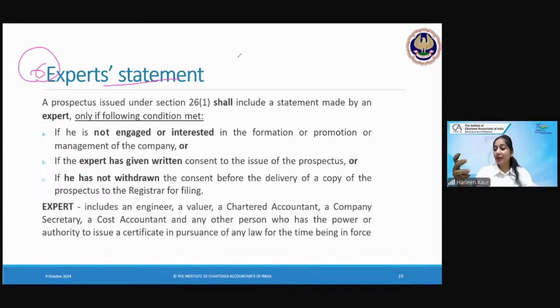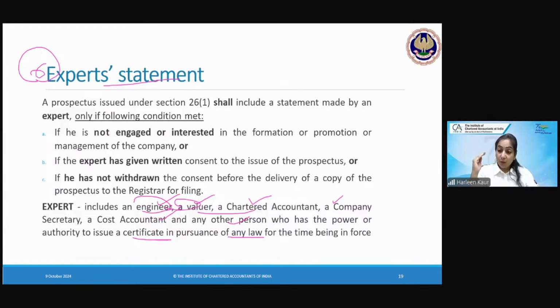Any person issuing a certificate under law. Not any person, you have to specify those persons. So who are those persons? Engineer, valuer, CA, CS, cost accountant, and any other person who has the power to issue the certificate under any law for the time being in force. So all these people are considered to be an expert.